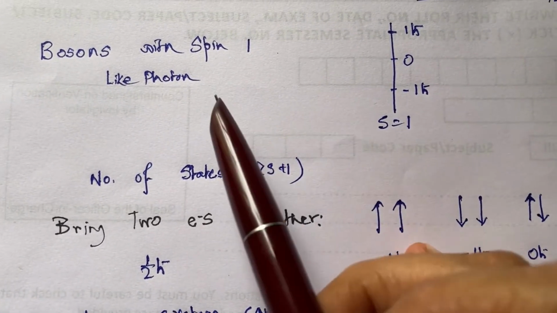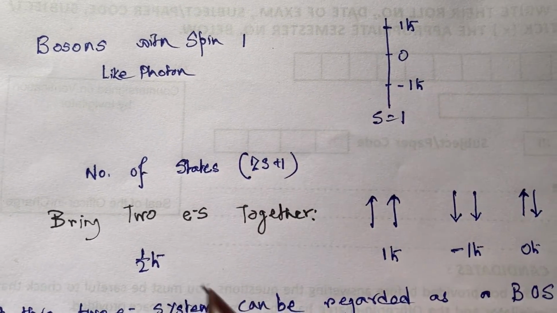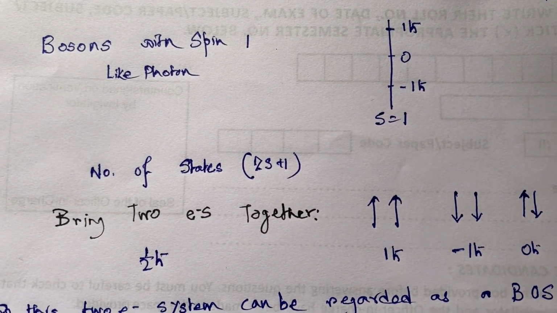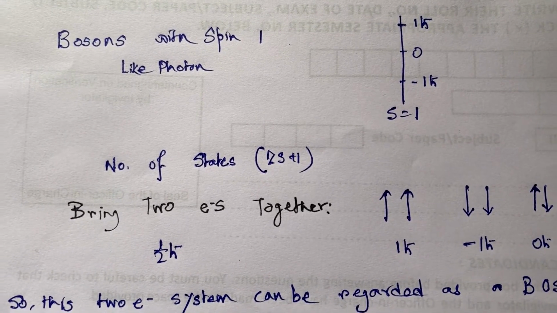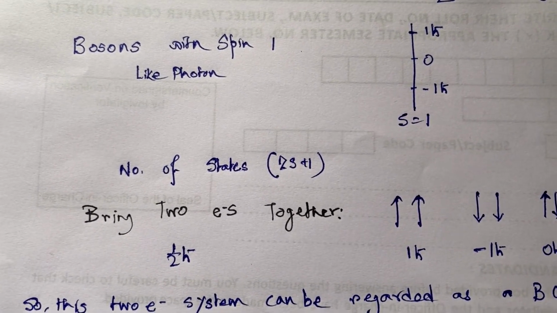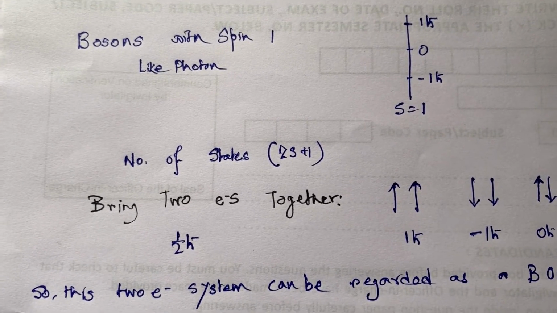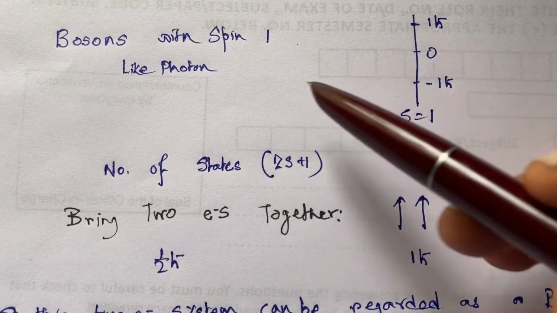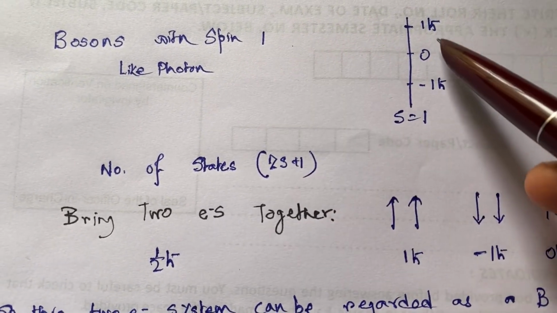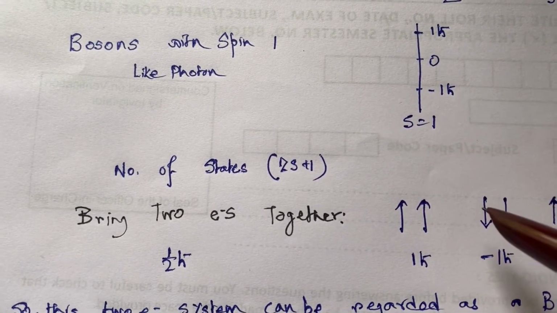Now if we have a boson with spin 1, like a photon or a W boson or a Z boson, like in the standard model, if we look into the fourth column, we will find spin 1 bosons. You can check my standard model video also. So for a spin 1 boson, I will get 3 states, 1 h cross, 0 and minus 1 h cross.